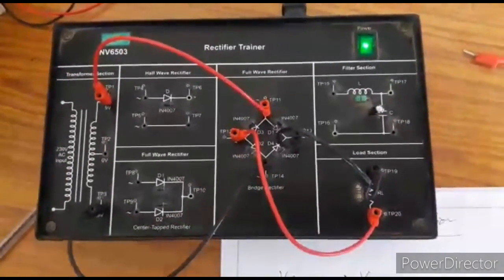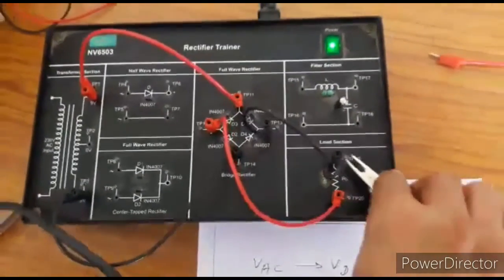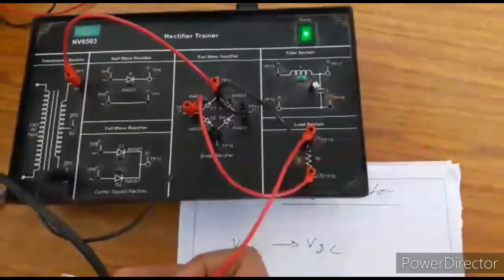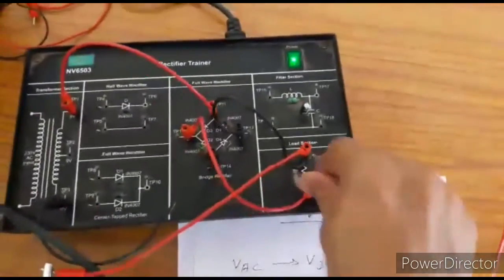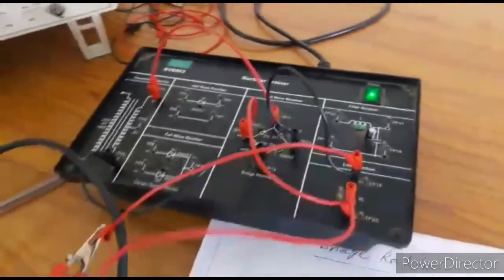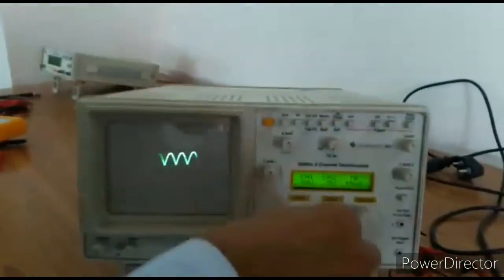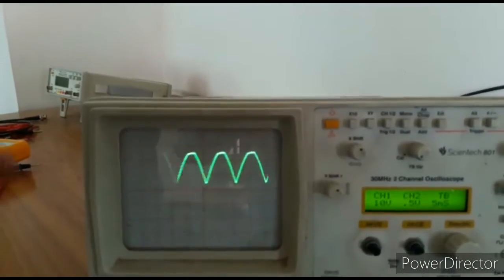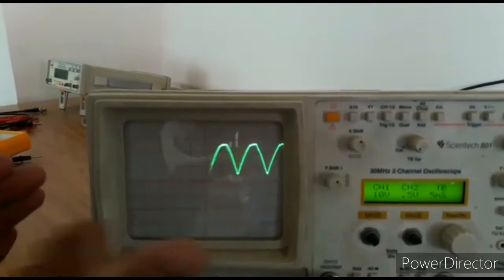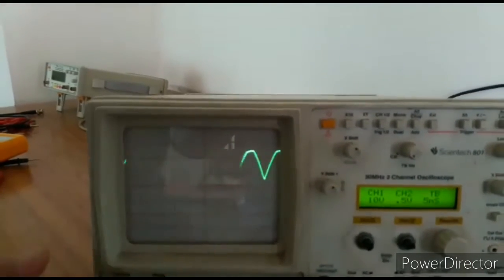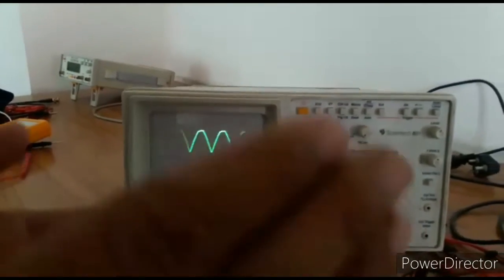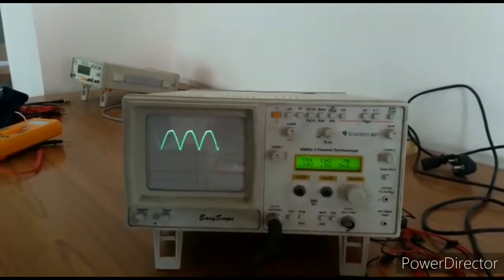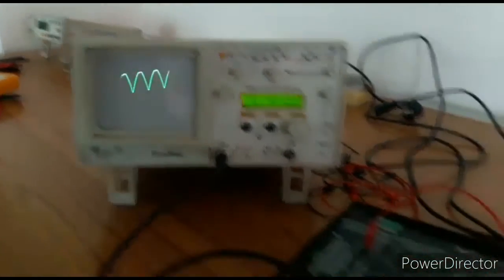Now we will observe its output waveform on the CRO. See what its output waveform will be. So this is the output waveform. We are seeing that it is a complete signal. It is pulsating, but now it is a complete signal. So we are observing how the bridge rectifier is converting the AC signal into a pulsating DC signal, and in this we can also find its ripple factor.